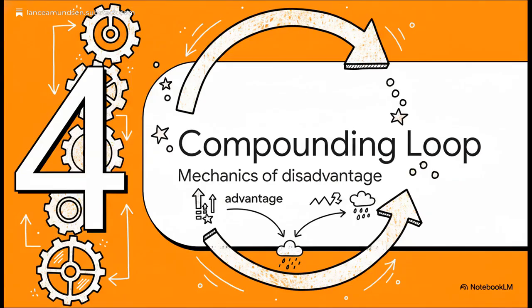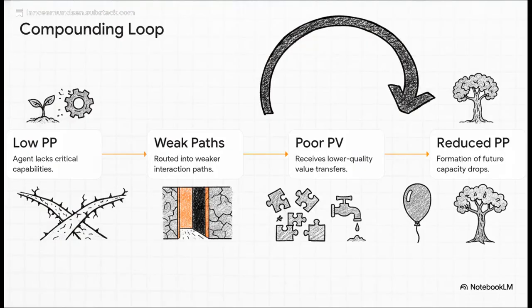Moving right along into Section 4, the compounding loop. So, how does this time linear chain actually feed back into itself? Well, let's look at the actual mechanics of disadvantage here. Step 1. Low early productive power means the agent lacks critical capabilities right out of the gate. Step 2, this lack of capability automatically routes the agent into weaker, lower quality interaction corridors. Step 3, inside those weak corridors, the agent receives lower quality productive value transfers. We're talking poorer instruction, less reliable information, less safety. And step 4, those weak transfers directly result in a reduced formation of future productive power. And then, the loop just repeats.